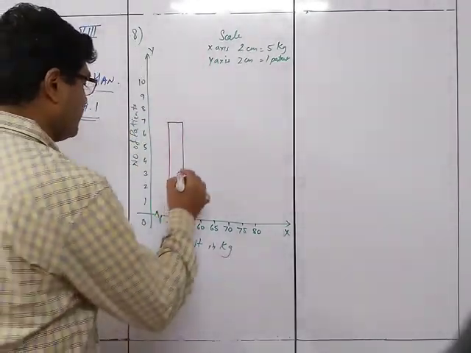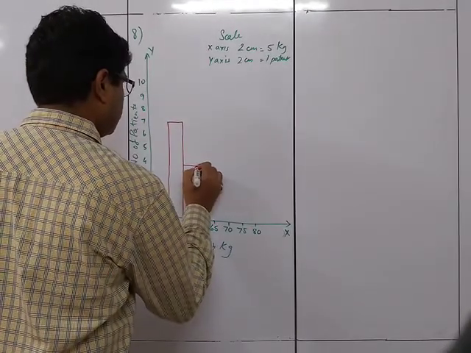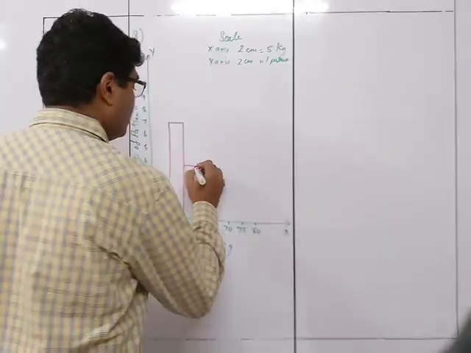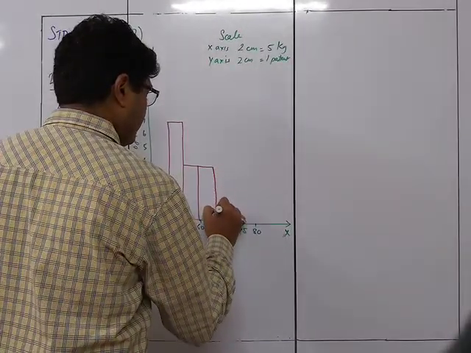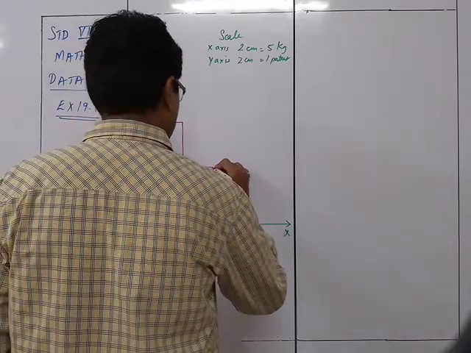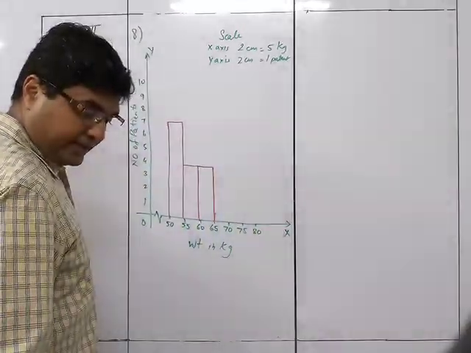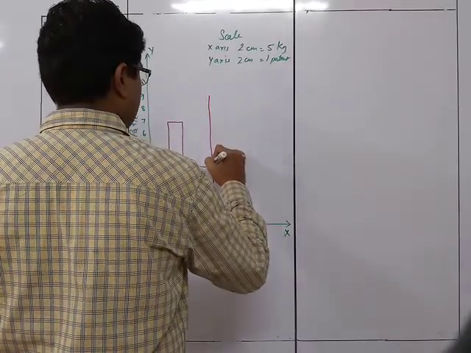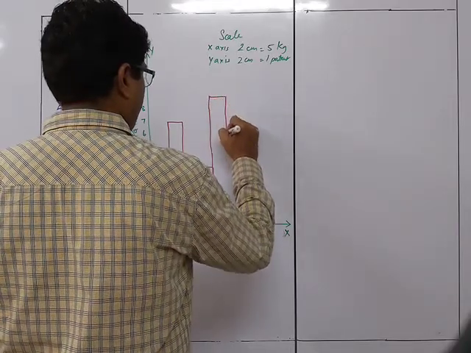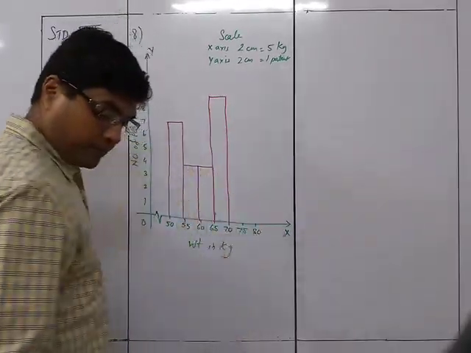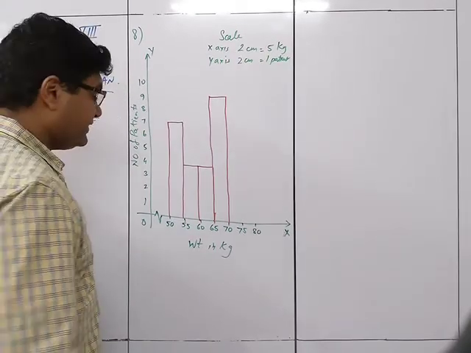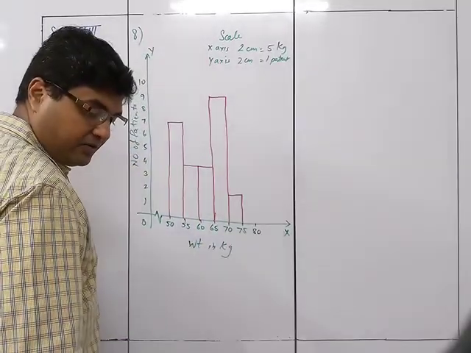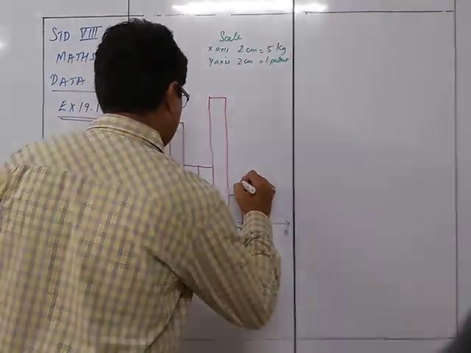55 to 60 is 4. That's 4 over here. 60 to 65 is again 4. Next, 65 to 70 is 9. So that's right from here. 70 to 75 is 2. And finally 75 to 80 is 3. So that's 3 out here.